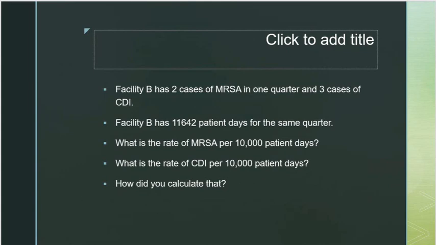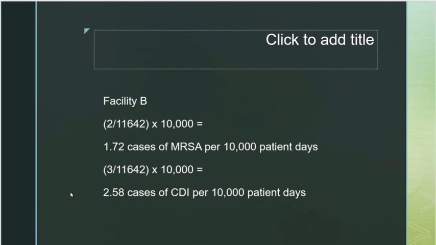The first one would be your 2 cases of MRSA divided by the patient days of 11,642 times 10,000. So you get 1.72 cases of MRSA per 10,000 patient days. To calculate the CDI rate, you've got 3 cases of CDI divided again by the patient days, 11,642 times 10,000, and then you'd have a rate of 2.8 cases of CDI per 10,000 patient days.